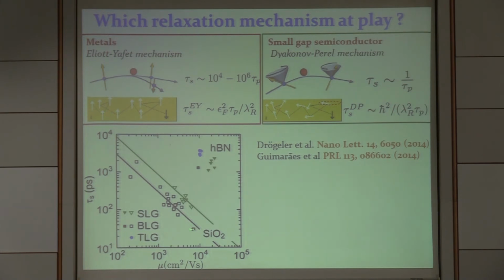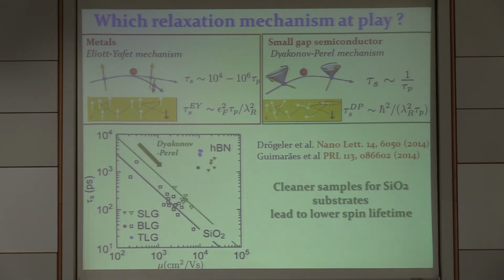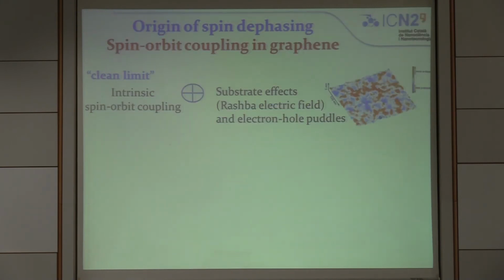It turns out, as was shown yesterday by Christoph, that graphene is very puzzling, because when you put graphene on silicon oxide and make it cleaner, the spin lifetime decreases. So this is the Dyakonov-Perel scaling line. However, it seems that when you put graphene on boron nitride, you get something that looks a bit opposite, just an opposite trend. So that's very puzzling.